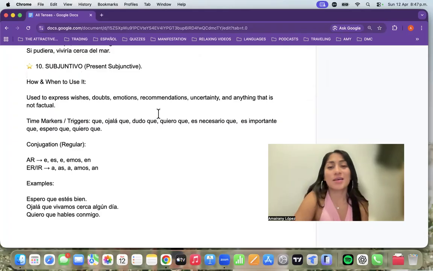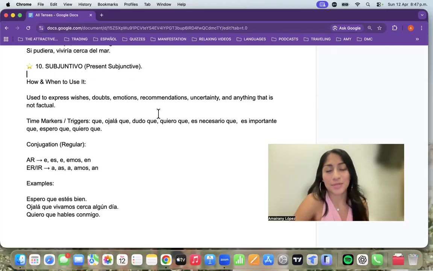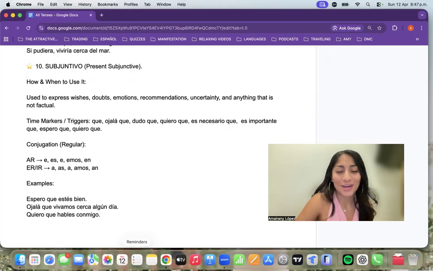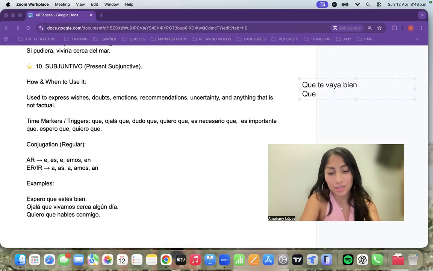So, for example, when someone tells you, I hope that you have a nice day, I hope that you're well. All of these things are not necessarily the present tense, nor the future tense, nor a past tense. These are subjuntivo tenses because they express a wish, or an emotion. So I hope that, or I wish for you that this happens. Something that is so common is that a grandma tells you que te vaya bien or que Dios te bendiga.